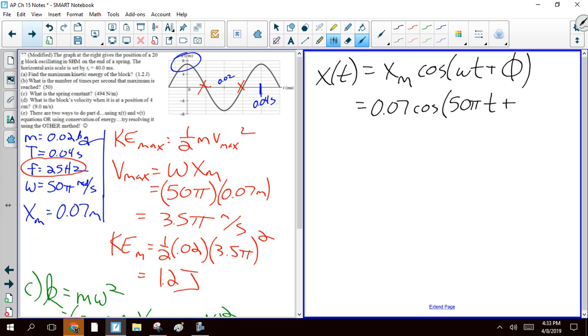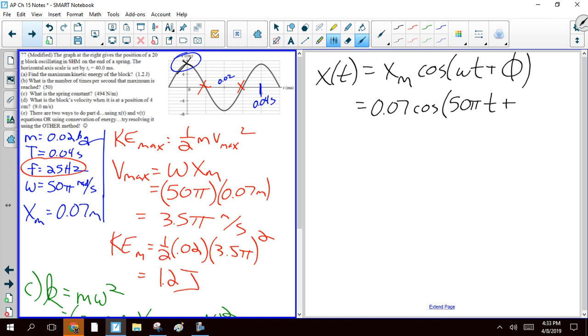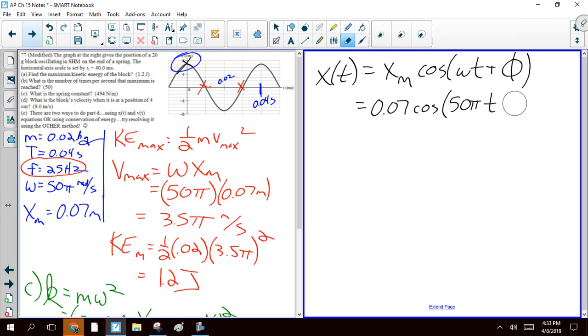We've got to find phi. But notice it starts at a max, right? It starts at a max, so that means phi is 0. That was what we learned: anytime you start at a positive max, your phi is 0. If you start at a negative max, your phi is pi.